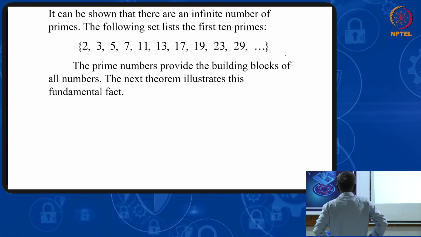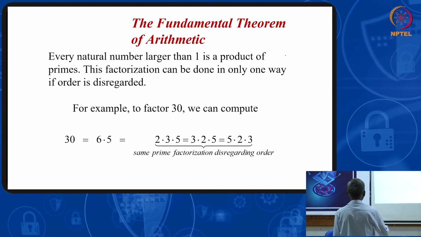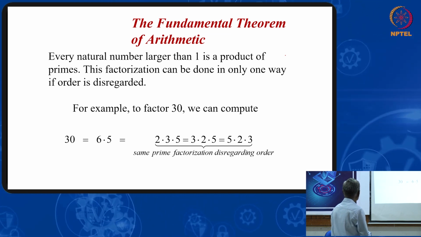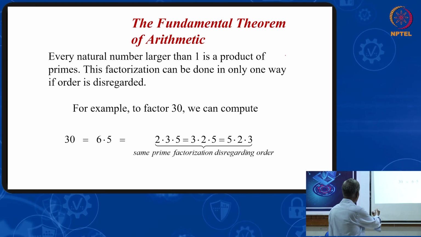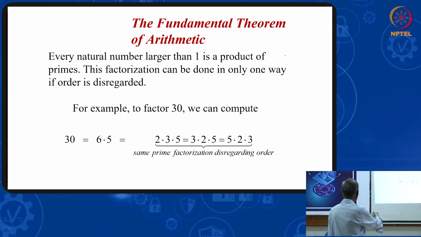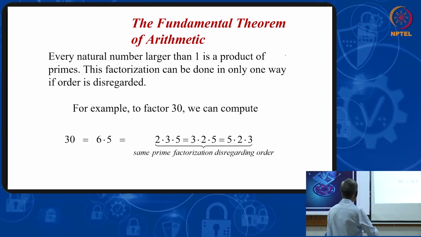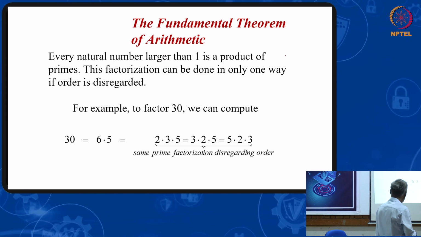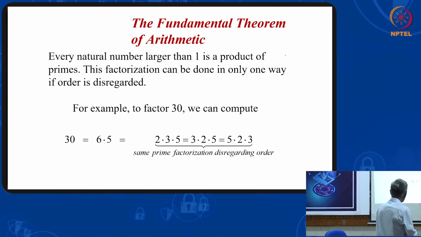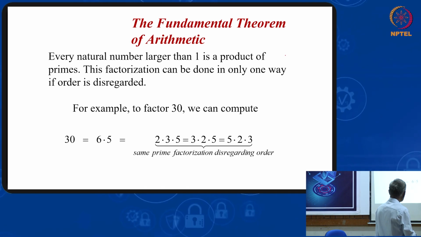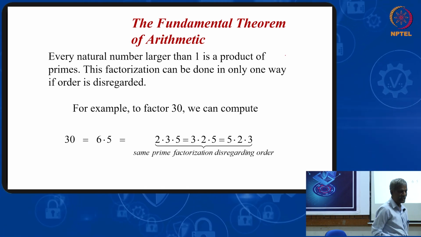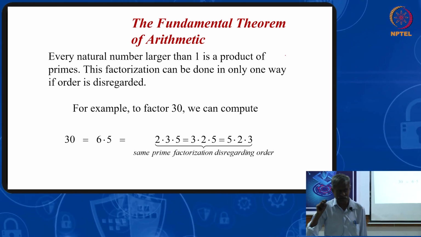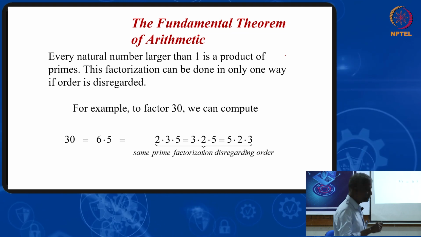So these are all prime numbers. The fundamental theorem of arithmetic is every natural number larger than 1 can be expressed as a product of prime numbers. So the factorization can be done in any way. For example, 30 is a composite number. It is expressed as a product of 2, 3, 5, or 3, 2, 5, or 5, 2, 3, but the same factors in different order. Only the order will change, but the factors are unique. That is why this theorem is called unique factorization theorem.